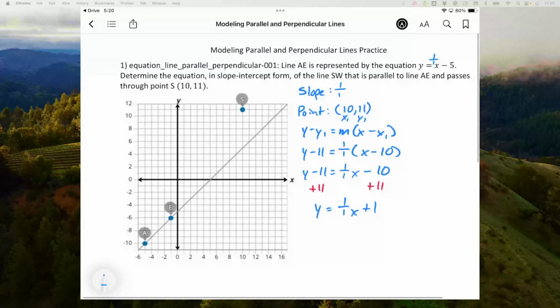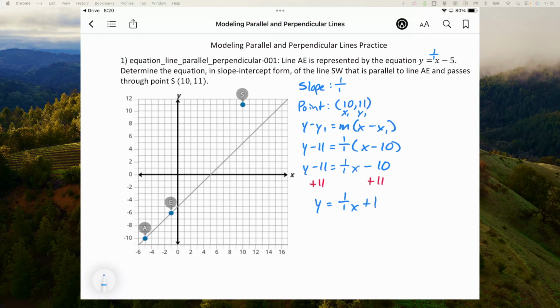So we are asked to graph this thing. Actually, we're not asked to graph it, I'm going to graph it anyway. So this graph would look something like this. Its y-intercept is 1, and it would follow a slope of 1 over 1. Those two lines are parallel.